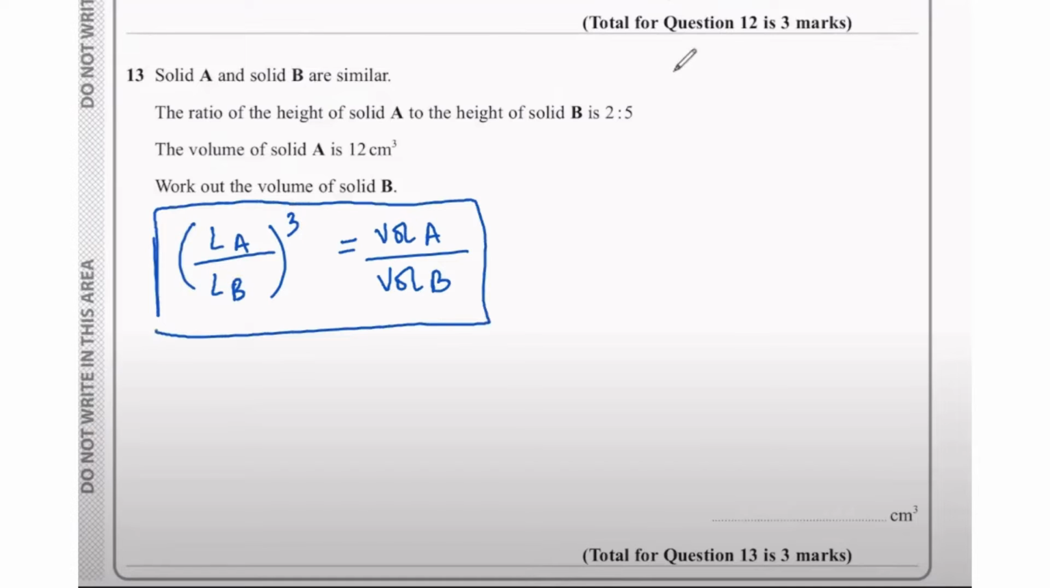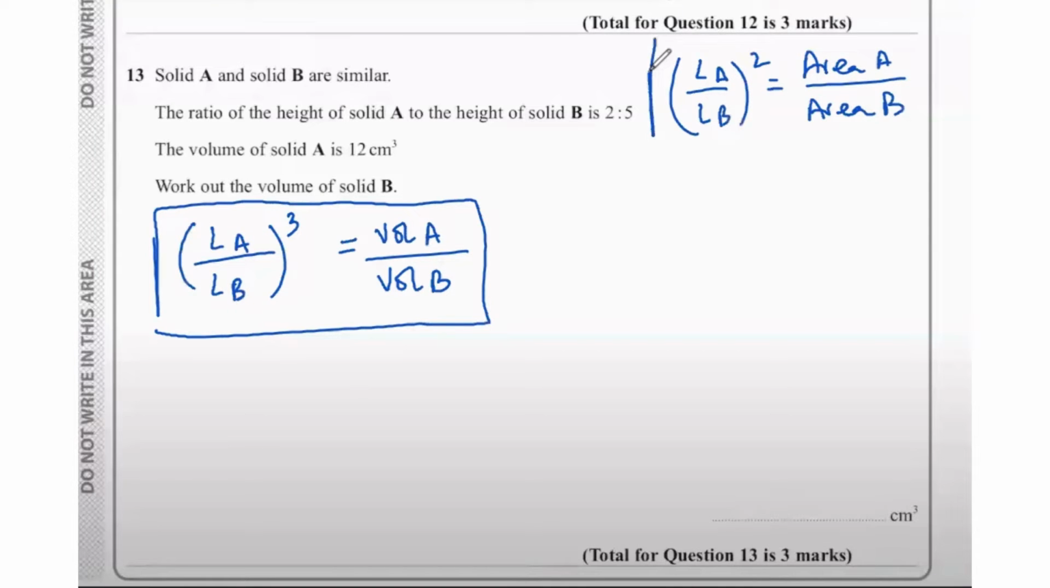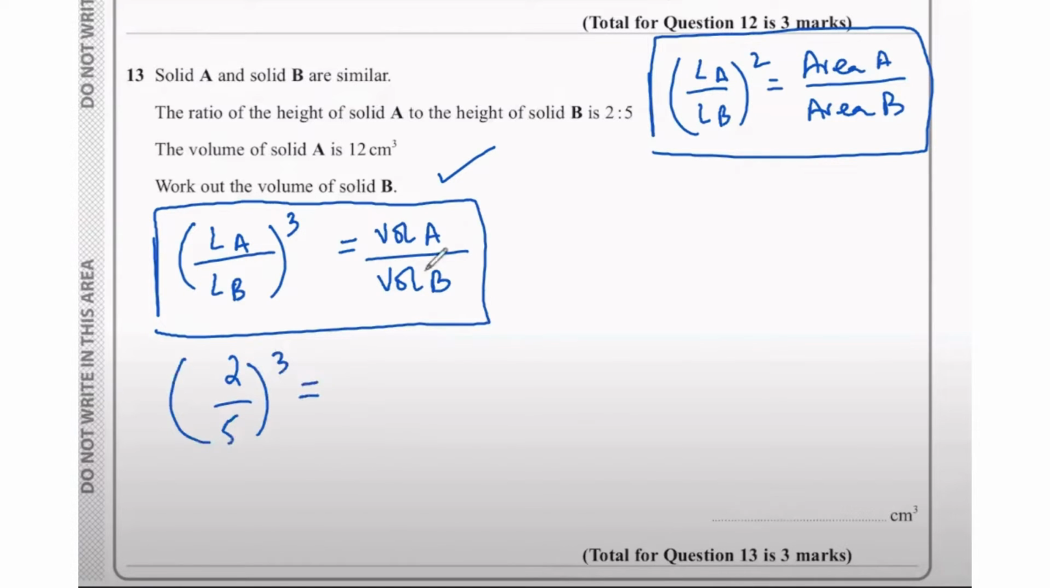If you were talking about areas, then you would square the lengths instead of cubing them. So that would be area of A over area of B. That is the rule in similar shapes. So since we're talking about volume, we're going to focus on this. So height of solid A to height of solid B is 2:5. So 2 over 5 whole cube equals to 12, which is the volume of solid A divided by volume of solid B. So 2 cube is 8, and 5 cube is 125 equals to 12 over volume of B.